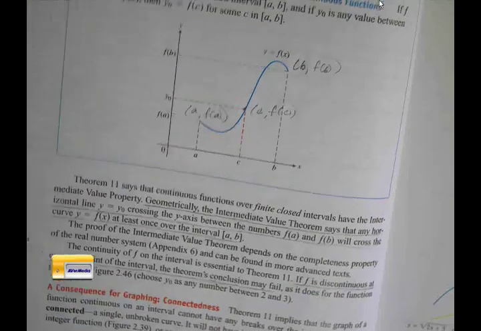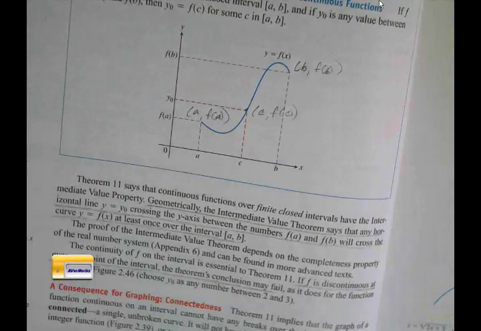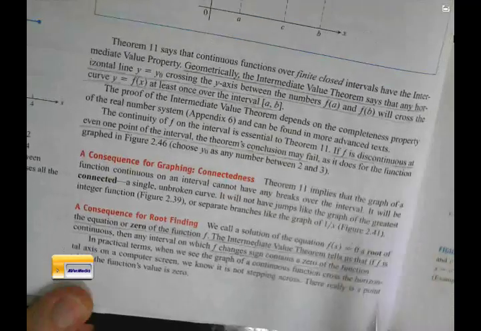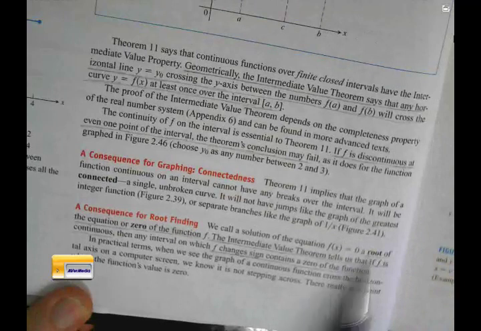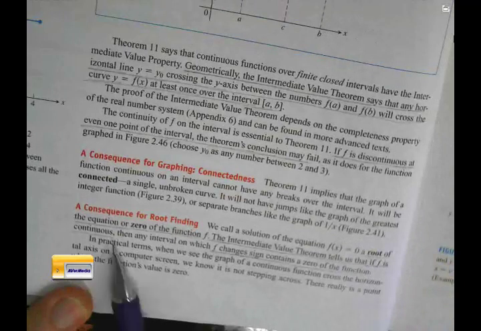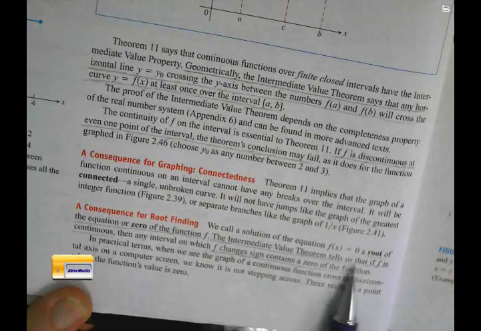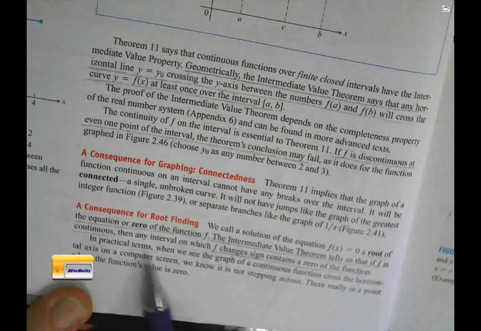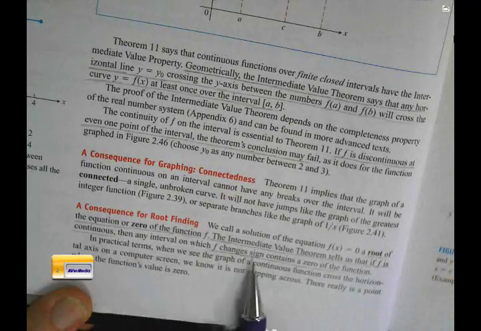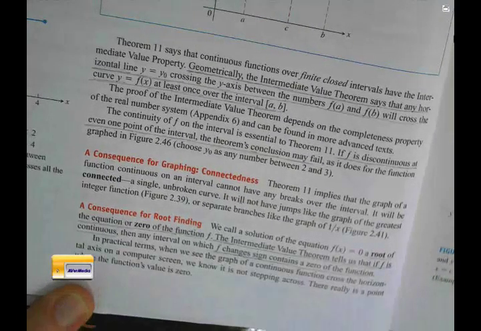Okay, so what else is so great about this? Where we really use this is when they start talking about, down here, a consequence for root finding. This is where we really apply it. We call a solution of the equation f of x equaling 0 a root of the equation or a zero of the function. The intermediate value theorem tells us that if f is continuous, then any interval in which f changes sign must contain a zero of the function. Okay, let's talk for just a minute. That's the big deal right there. That's where it all starts making sense and where it becomes useful.